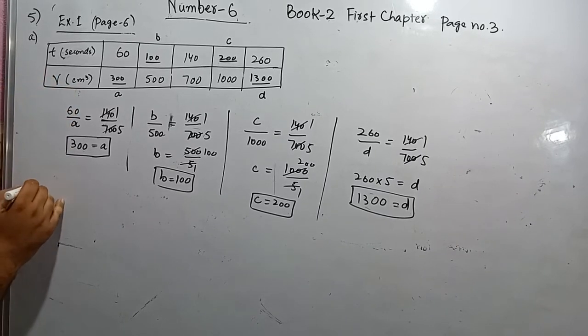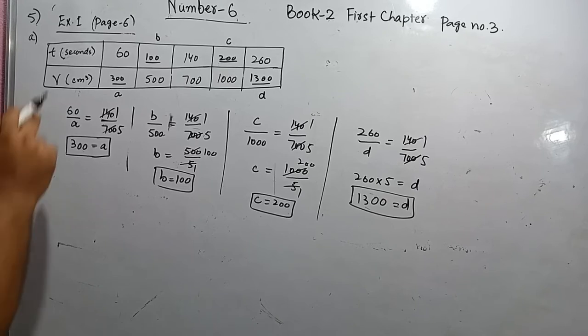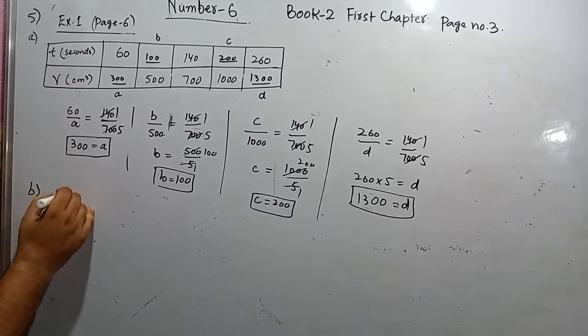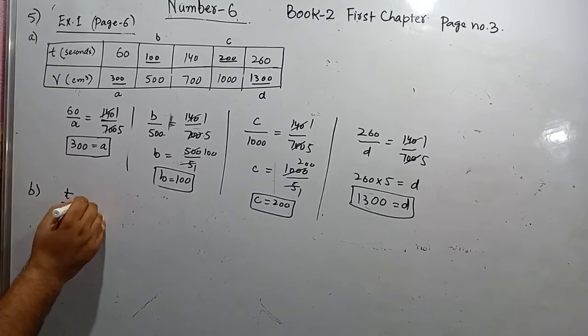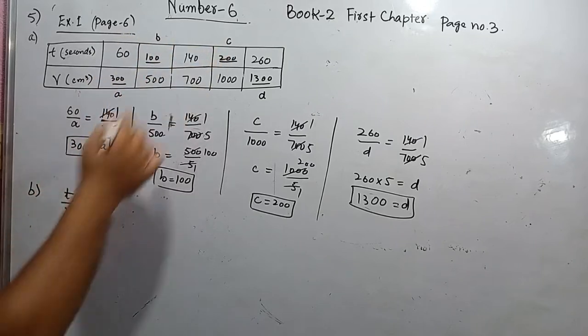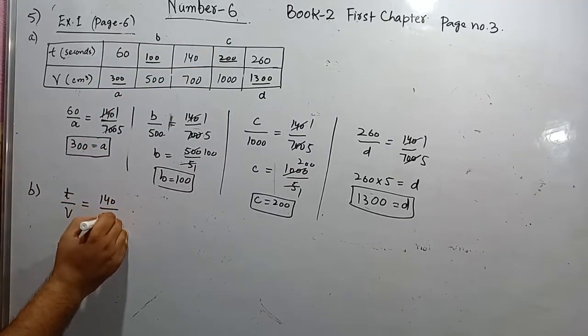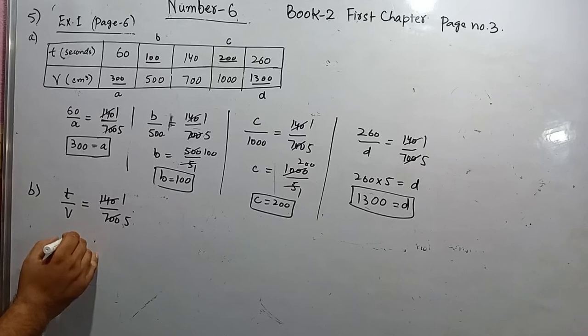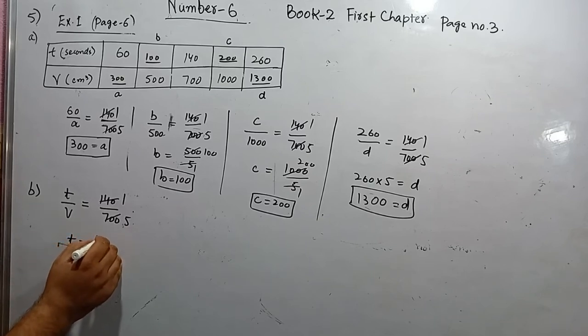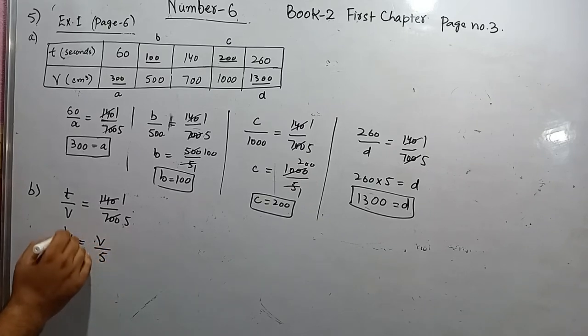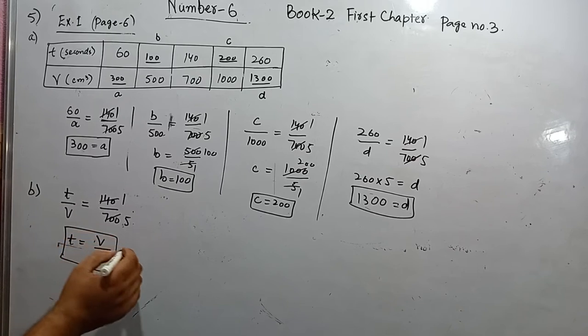Now coming to part B. What is the formula connecting V and T? That's T by V is equal to any ratio we can take, 140 divided by 700. It's 1 by 5. So I can say T equals V by 5. This is the formula connecting T and V.